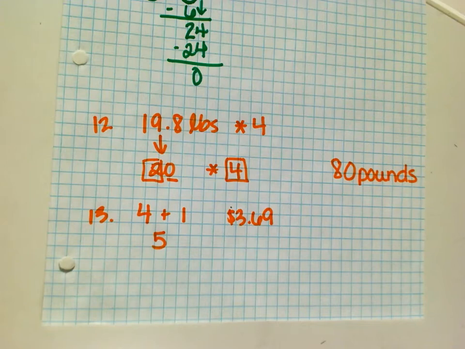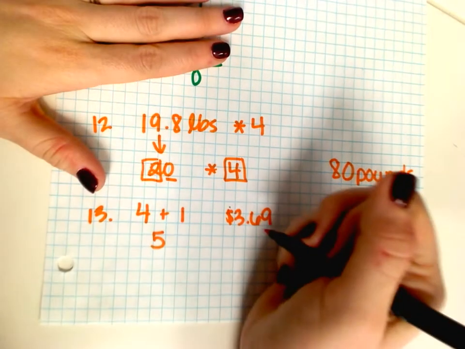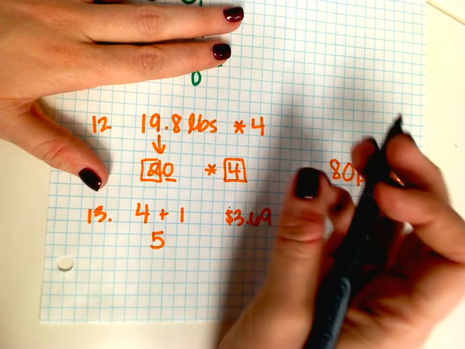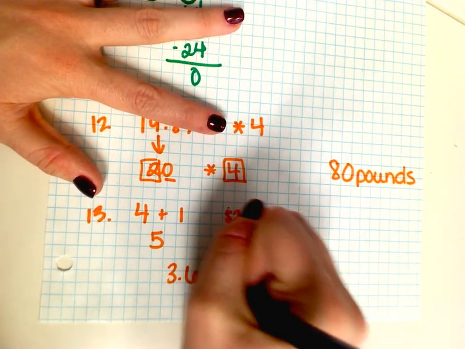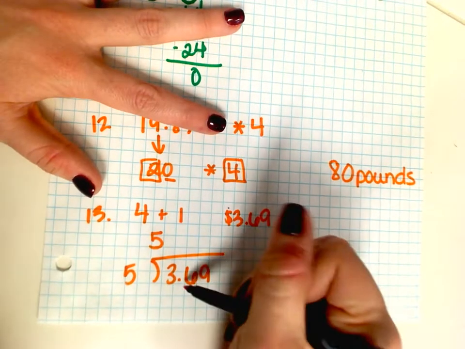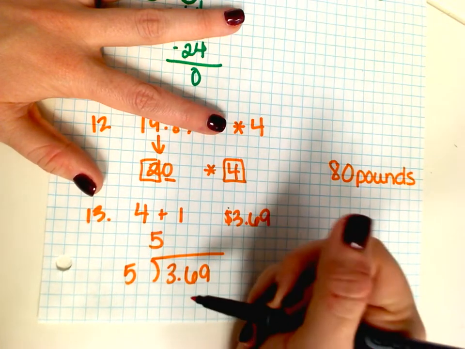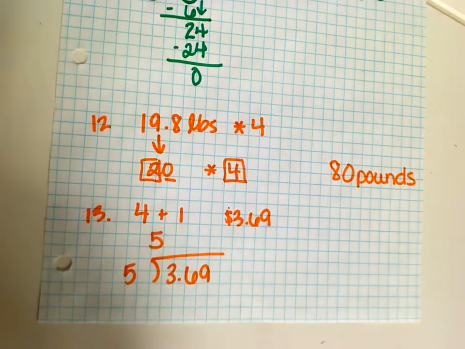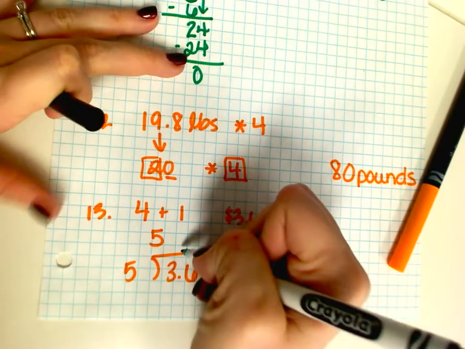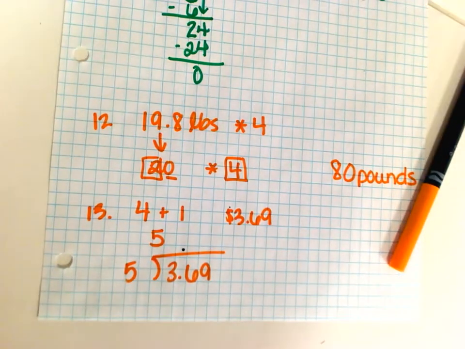So let's set up our division problem. That's going to look like this, $3.69 divided by 5 people. We are working with a whole number here, so I'm going to do this in black because I don't want us to get confused with that 5 up top. We're going to put our decimal point right on top of the house.